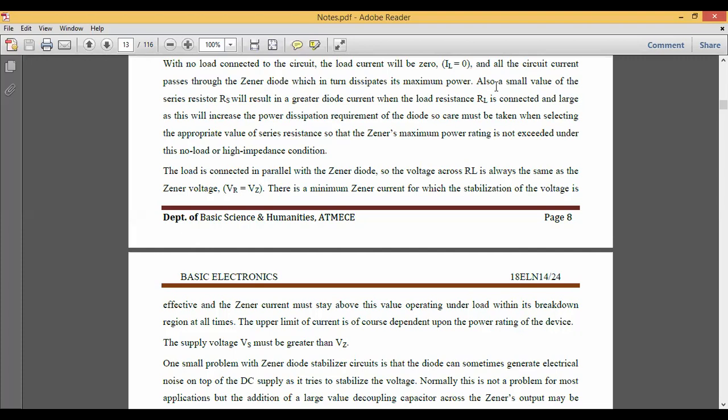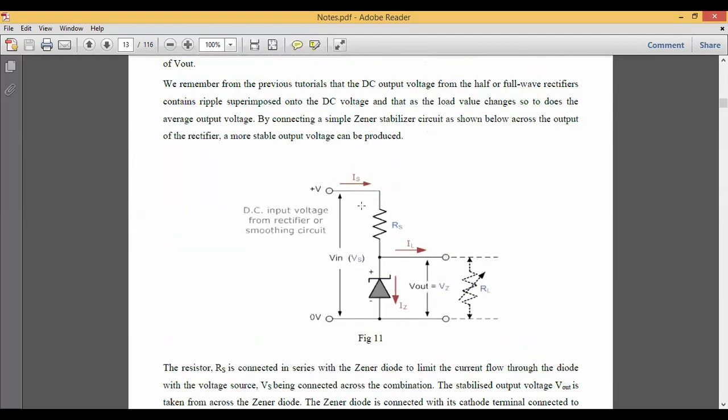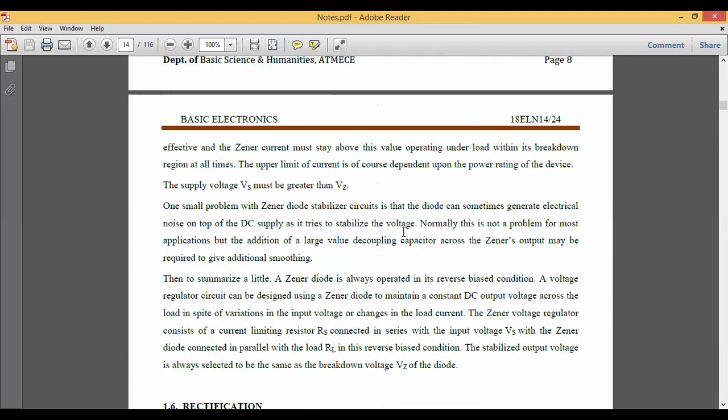So one condition when we use the Zener diode is that the supply voltage Vs should be greater than the Zener voltage. There are two voltages in this particular regulator. One is Vz, which is the Zener voltage, and Vs is the input DC voltage. So the condition for proper stabilization is that Vs should always be greater than Vz. Then only proper stabilization is possible.